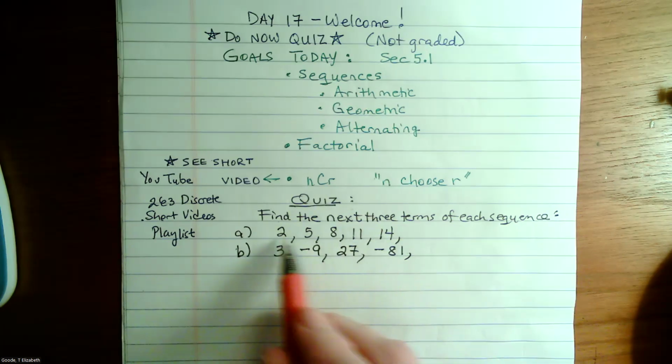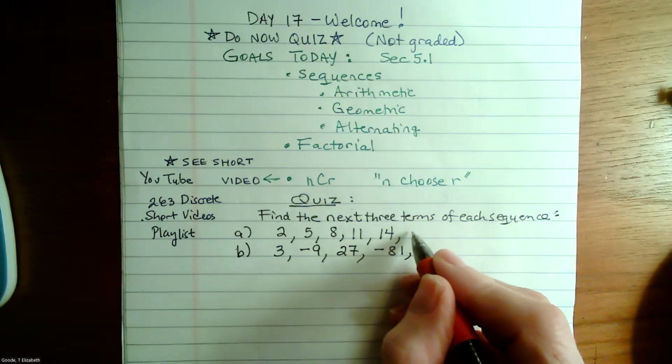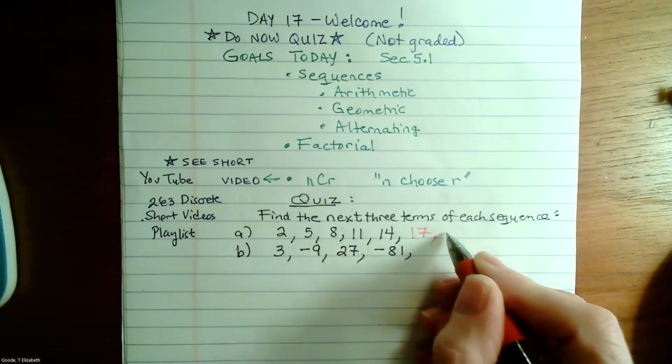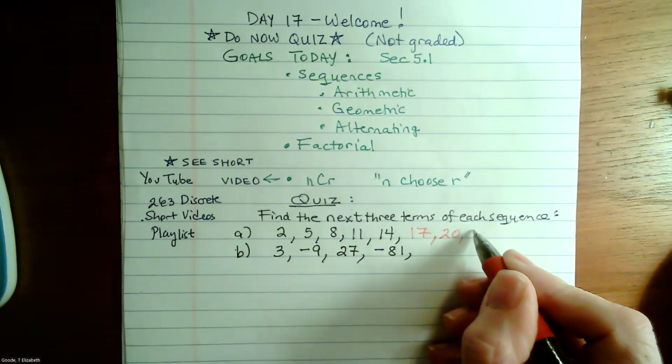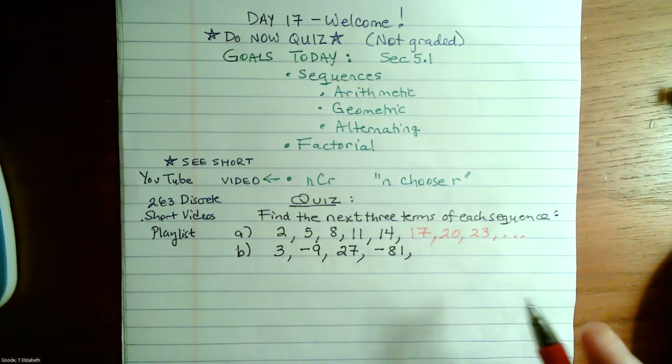Okay, what's going on with this first one? So the first one, you keep adding 3 to the next term. Exactly. So what are the next three terms? You tell me and I'll write them down. Be 17 and 20. Yep, and 23. Very nice. Nicely done. So we're seeing enough of the pattern to keep going.